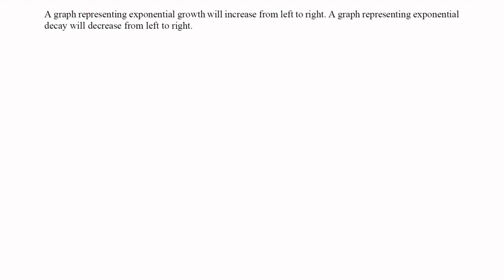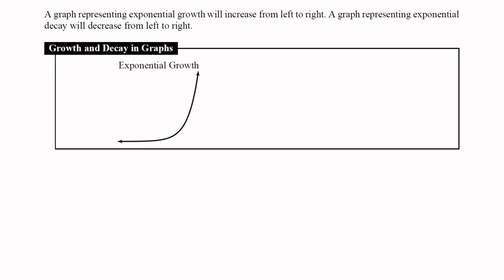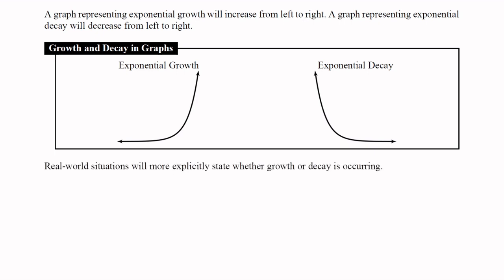A graph representing exponential growth will increase from left to right. A graph representing exponential decay will decrease from left to right. So exponential growth, you're looking for an increasing line. Exponential decay, you're looking for a decreasing line from left to right. Real-world situations will more explicitly state whether growth or decay is occurring.